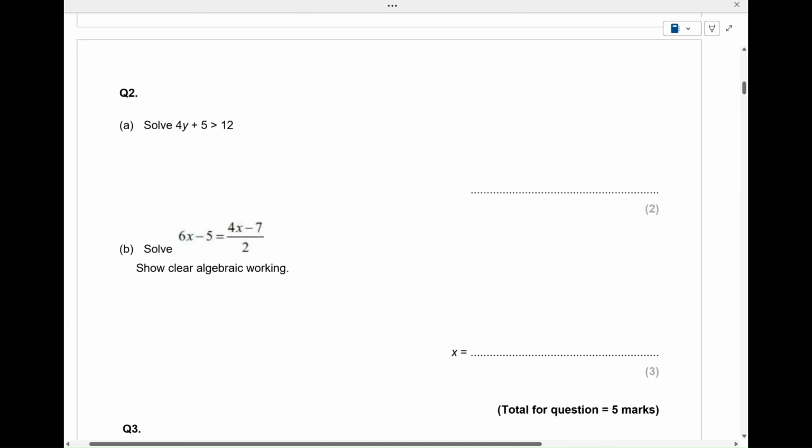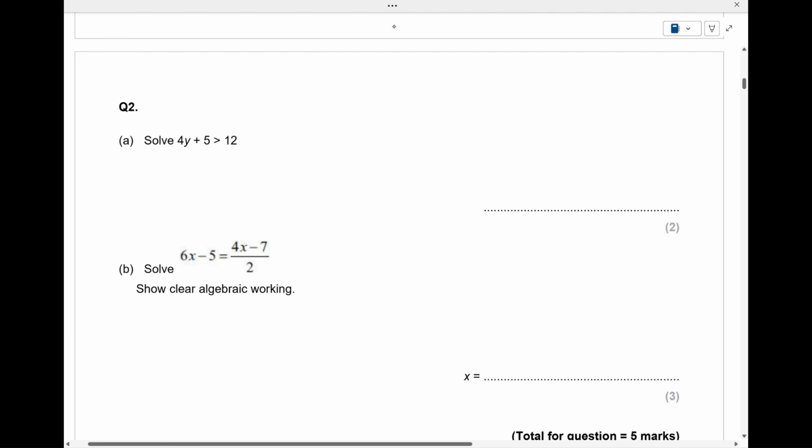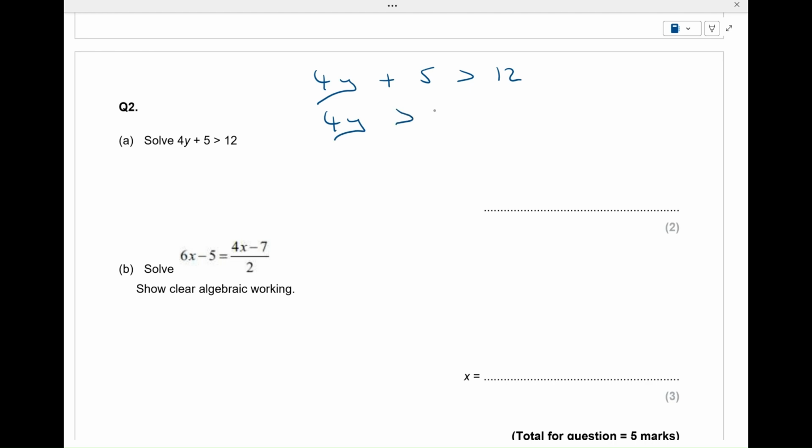Question 2. I've got an inequality. Here we go. 4y plus 5, oh, sorry, I wrote 5y. Try again. 4y plus 5 is greater than 12. Float and ping the plus 5 or minus 5 from both sides. Gives me 4y is greater than 7. And divide by 4. I'm just going to write 7 over 4. So y is greater than 7 over 4. But you could do 7 divided by 4 on a calculator if you wanted to. 7 divided by 4, shift equals. And you could say y is greater than 1.75 instead.